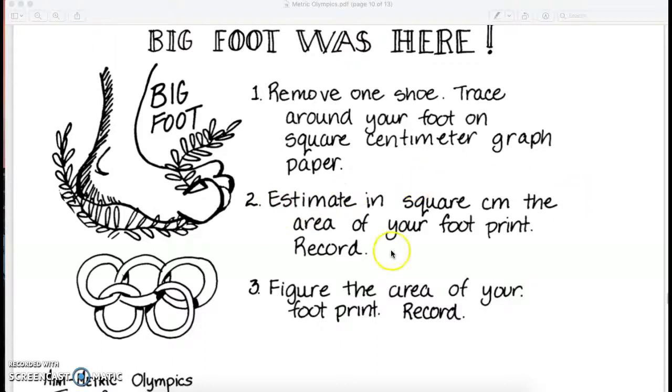And really what it would end up being is that you would measure and make your foot into a square, the area that it takes up. And then to find the area, you just need to find the length and the width, the two sides, and you multiply them. You estimate, find what it actually is, and then again find the difference.